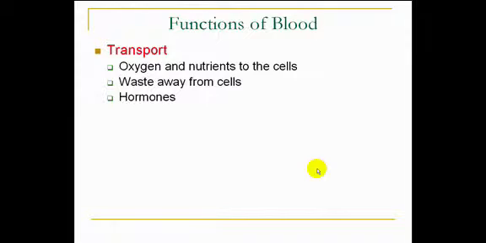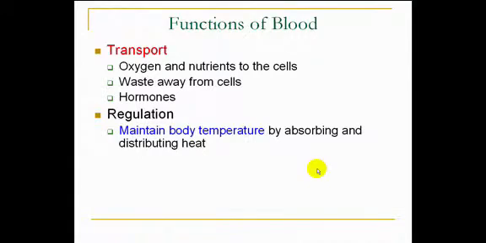The other thing that the blood transports is our hormones. We learned that hormones are chemical signals that travel in the blood, from the endocrine gland that secretes them to their target cells. Some other things that blood does is it actually plays a role in maintaining body temperature.